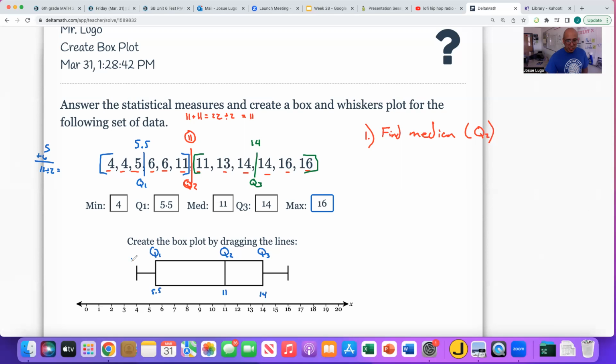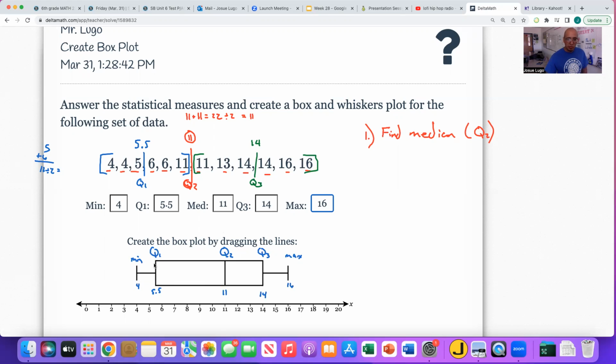The minimum, guys, is always the bottom whisker. So right here, we see it right at 4. And the maximum will always be the upper whisker, which we see right at 16. When reading a box plot, ladies and gentlemen, remember that each section has the same amount of data. Even this section between Q1 and Q2, as large as it seems, has the same amount of data as this smaller section right before it.